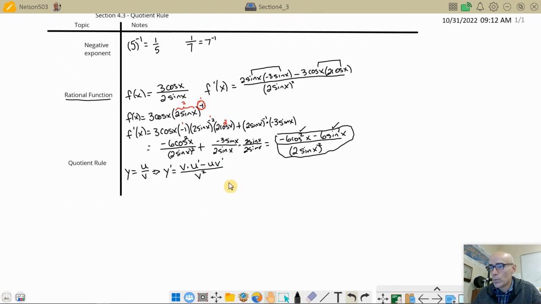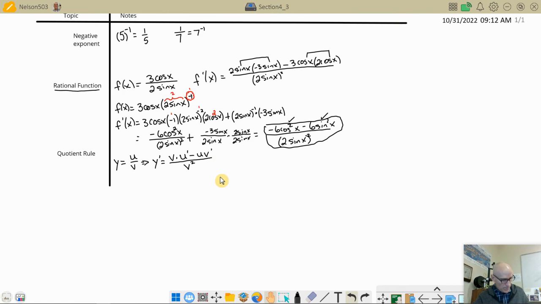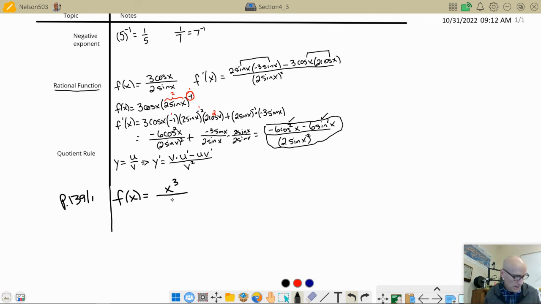Let's do the first homework problem together, okay? So I'm turning the book to section 3 right now, and the first homework problem looks like this: x cubed over sine x. I'm on page 139, and it's number 1. It's maybe a more straightforward one because it's got a power rule up in the numerator, x cubed, and a trig function down the denominator, sine x.